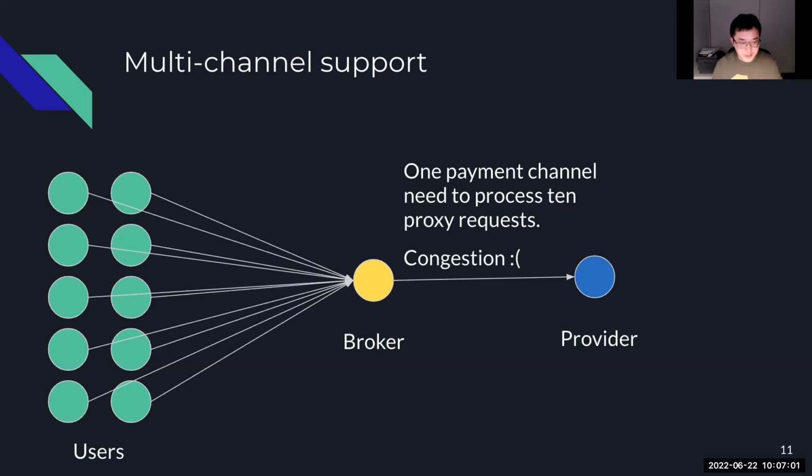And here is one example of how that matters so much. Imagine you are running a payment broker. In the previous FCR, you can only create one payment channel to a recipient. In a case that many users wish to do proxy payment through you, for example, in the diagram here, we've got like 10 users wishing to pay to the same recipient, what happens is that the one single payment channel needs to process 10 proxy requests, and this causes congestion.